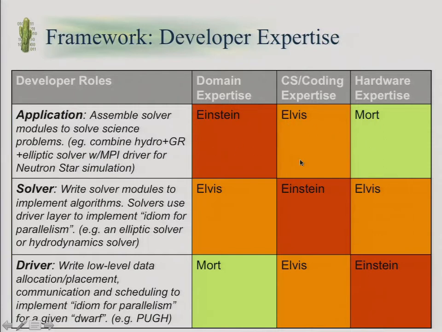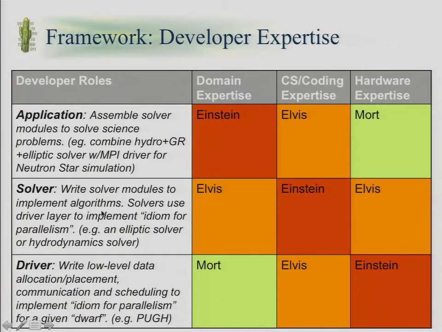So if you think about your application scientists, they very much understand general relativity, the physics of colliding black holes, and they're assembling together these simulations with lots of different solvers in them. Their coding expertise is they know how to code. They know Fortran, but they're not experts in coding. They have all sorts of really interesting and really incorrect theories about how computers work, and you don't want them really messing with the guts of the code.